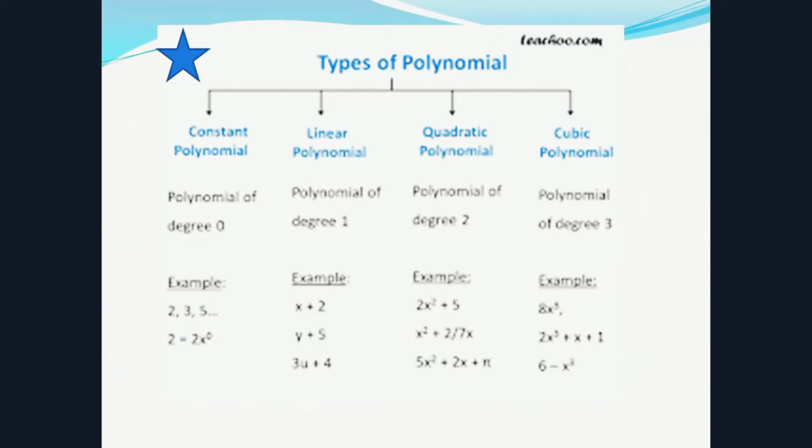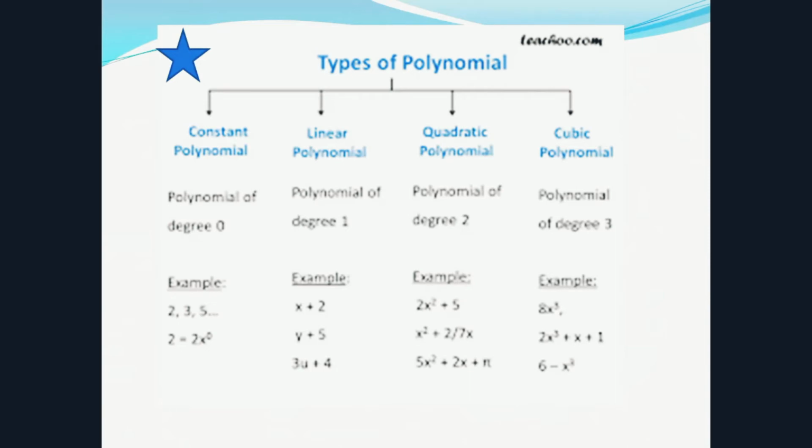But a polynomial with degree 2 is called a quadratic polynomial. For example, 2x to the power 2 plus 5, x to the power 2 plus 2 by 7x, and 5x to the power 2 plus 2x plus 5 pi. Here we have to specify the power by putting 2 above x, I mean the variable.